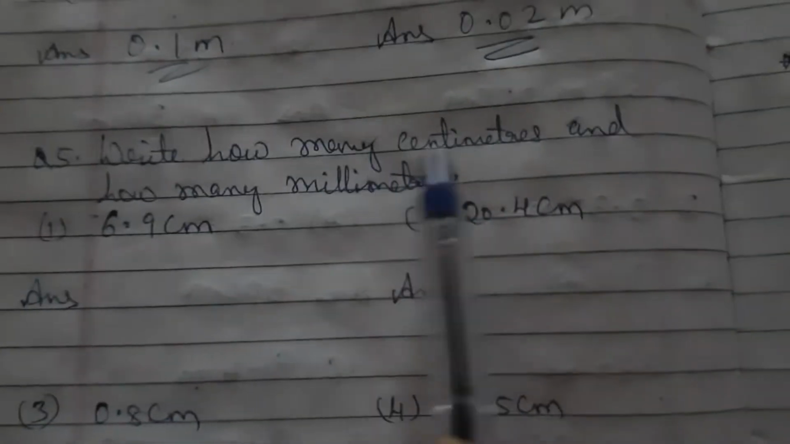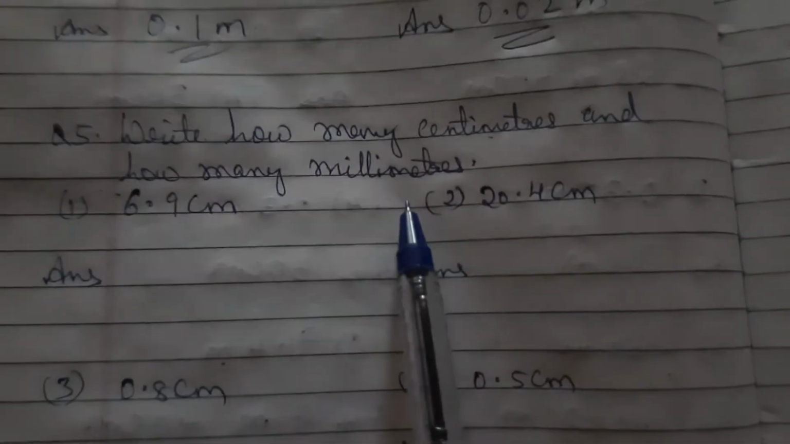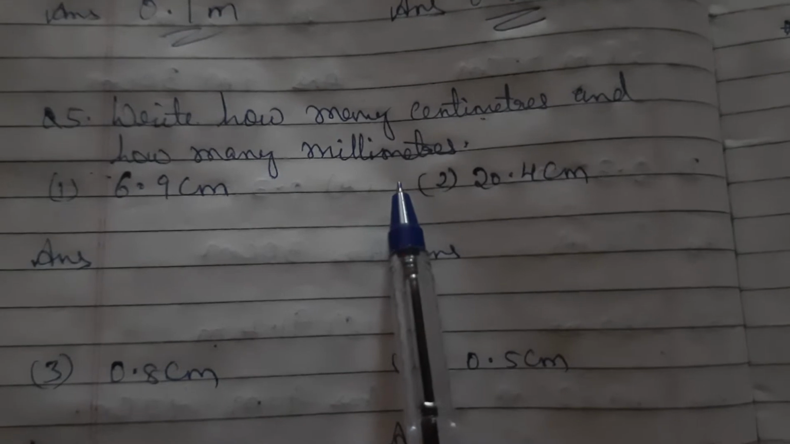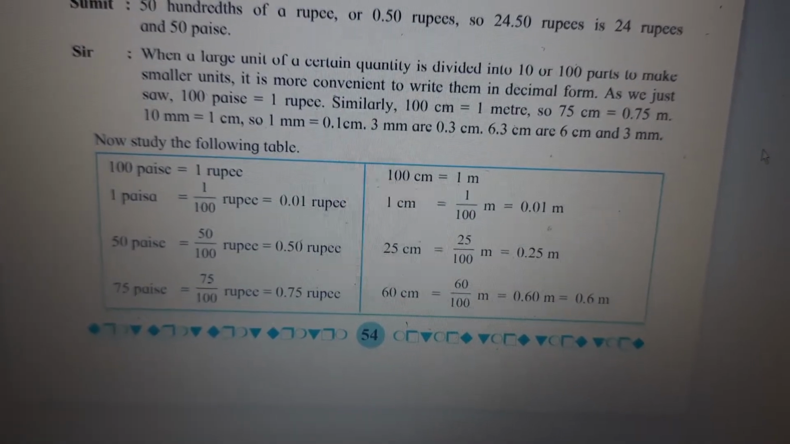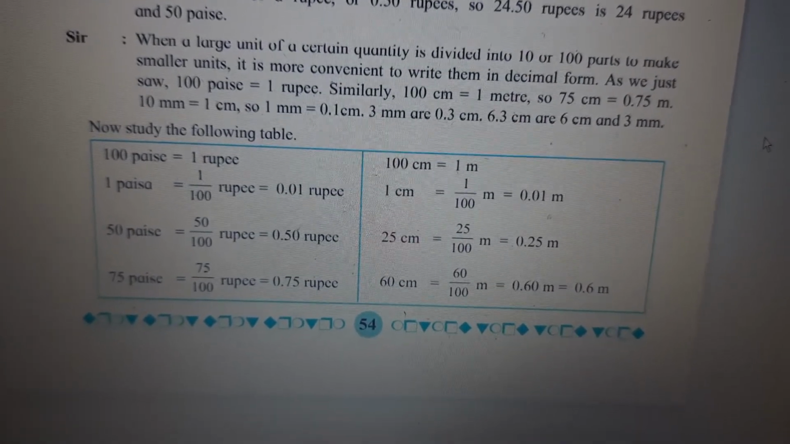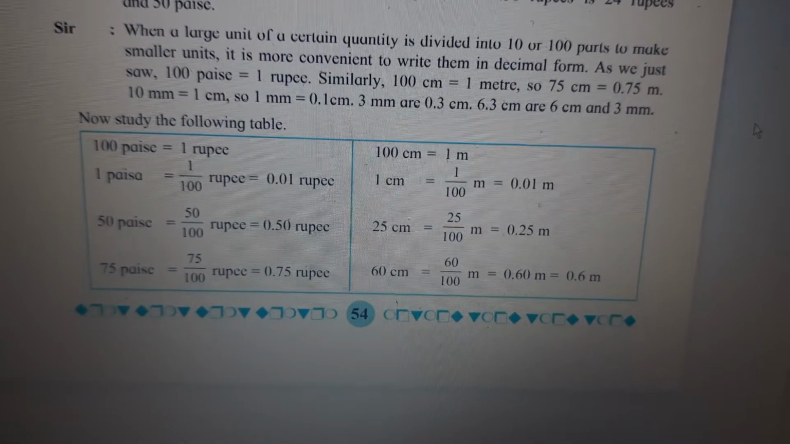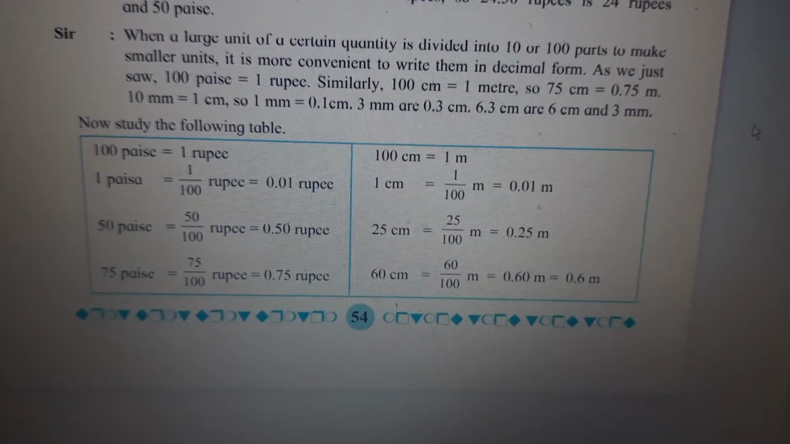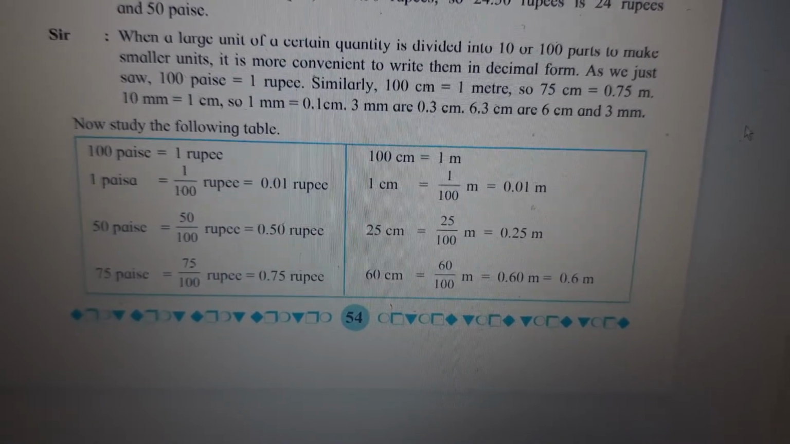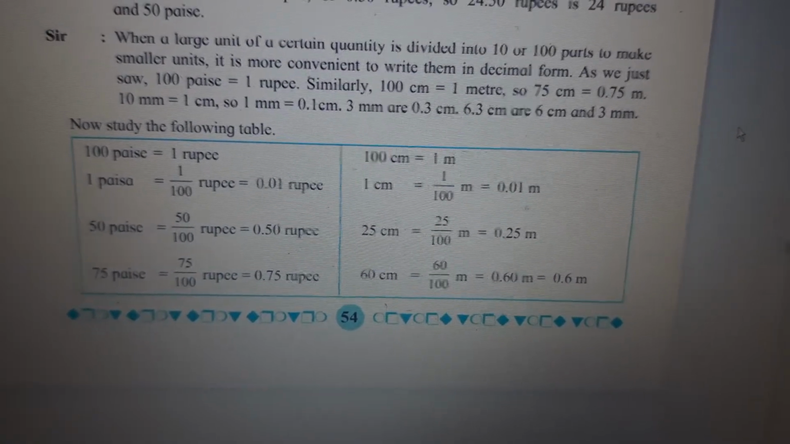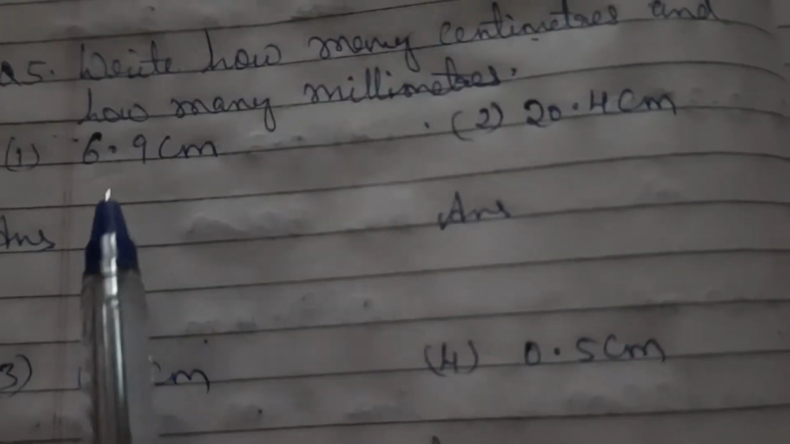Now question number 5, write how many centimeters and how many millimeters. Now remember, have a look at it. 10 millimeter gives us 1 centimeter, children. So 1 millimeter will be equal to 0.1 centimeter. So we should only remember 10 millimeter is 1 centimeter, or 1 centimeter is equal to 10 millimeter.